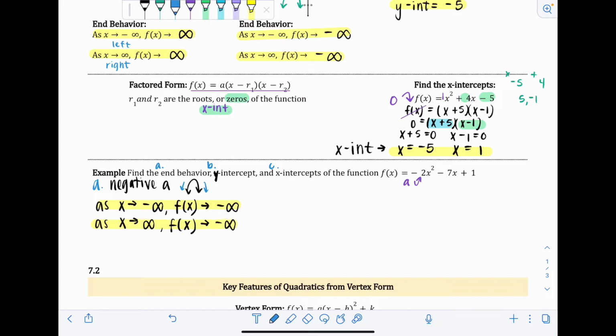And then for part B, our y-intercept. Remember when it's in standard form, our y-intercept is just our constant term. So in this case, it's 1. So we don't really have to do any work to find it. If we're going to plug in 0 for x, this term would go away and this term would go away, and we'd just be left with that constant 1. So our y-intercept is 1.